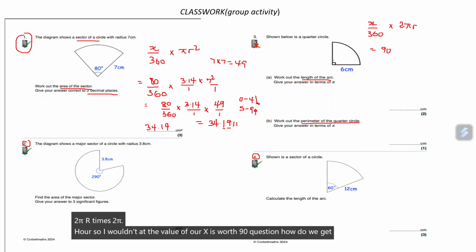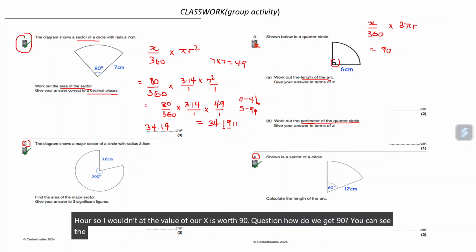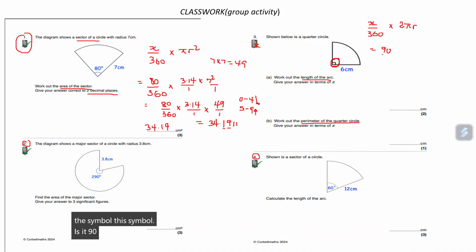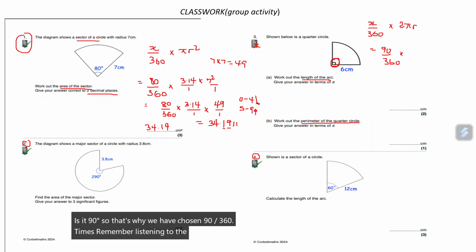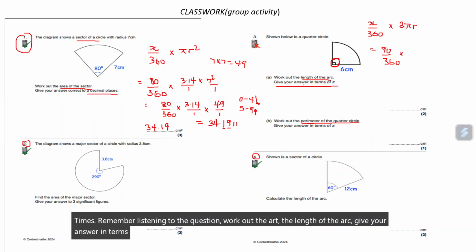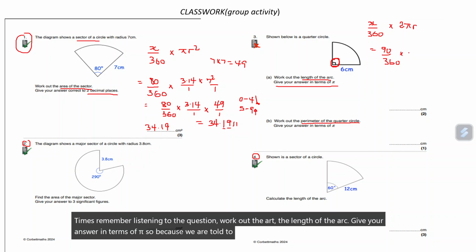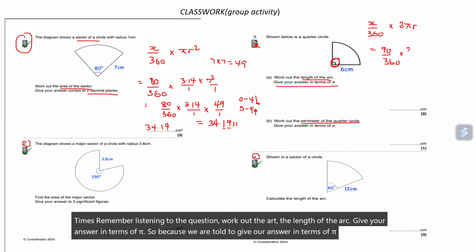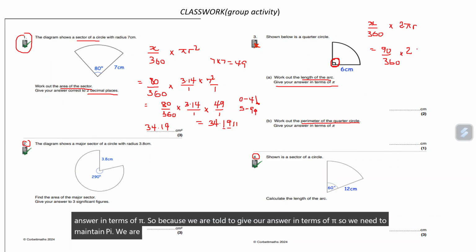You can see the symbol. This symbol is a 90-degree. So that's why we are choosing 90 over 360 times. Remember, listen to the question, work out the length of the arc, give your answer in terms of pi. Because we are told to give our answer in terms of pi, we need to maintain pi. We are not given the value for pi. We'll be maintaining pi.